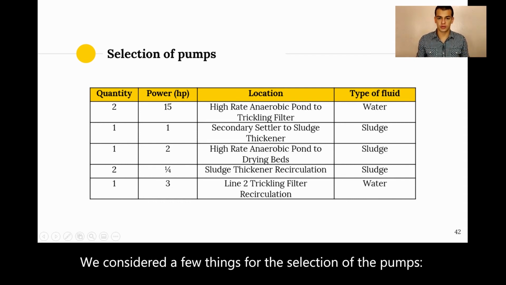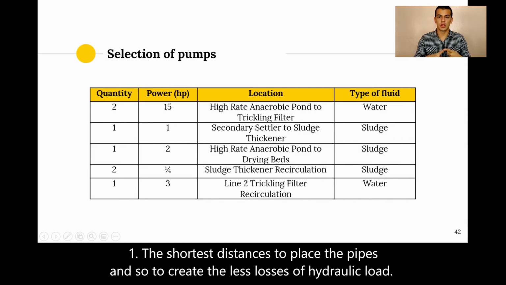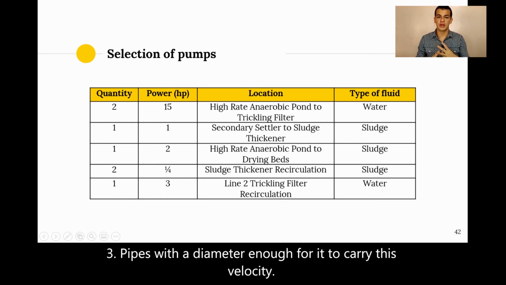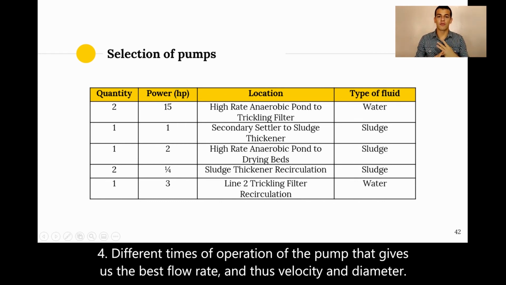We consider a few things for the selection of the pumps. Number 1, the shortest distances to place the pipes, to create fewer losses of hydraulic load. Number 2, a low velocity of the fluid. Number 3, pipes with a diameter large enough to carry the velocity. And number 4, different operation times of the pump that give us the best flow rate and thus velocity and diameter.